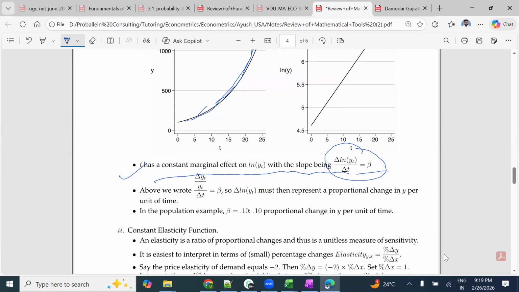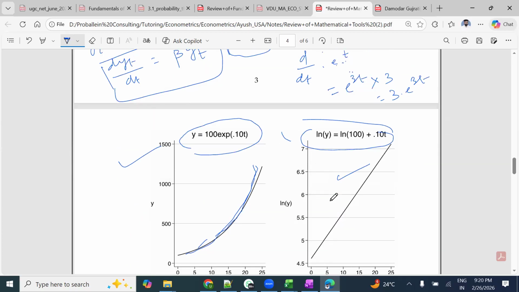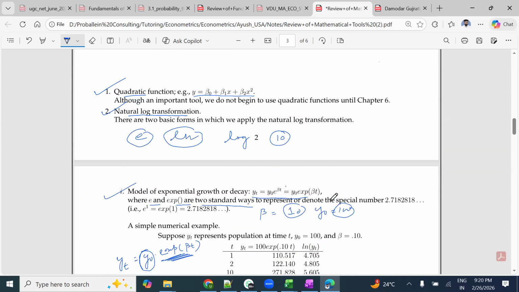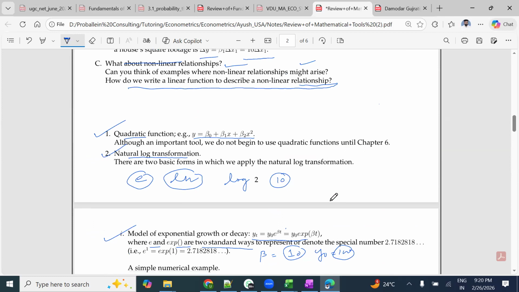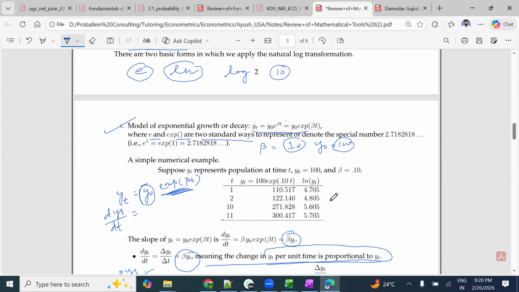So हमारा delta ln yt represents a proportional change in y per unit of time. Okay, so in the first example, in the population example, beta we took as 0.10, so 0.10 interpretation is 0.10 proportional change in y per unit of time. Time can be year or it can be month. Is it clear? The first part of log function, natural log transformation is very important.